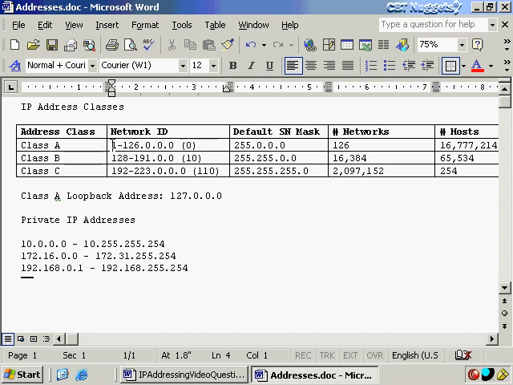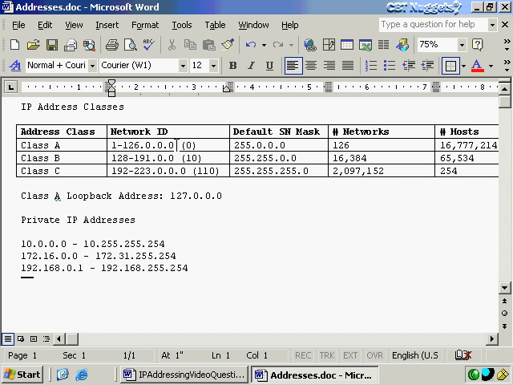So, for example, with Class A, I could use any IP address for a Class A address that started with a 1 dot and then any number. So it could be 1.2.3.4. That would be a Class A IP address. And then I could go all the way up to 126 dot any number there also for Class A type IP addresses.